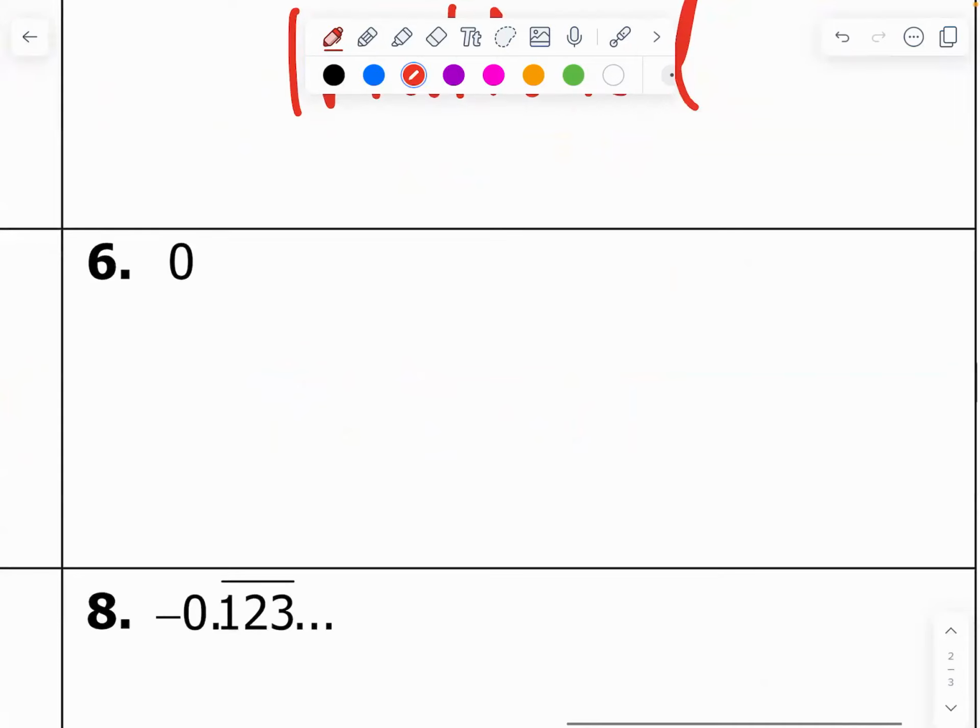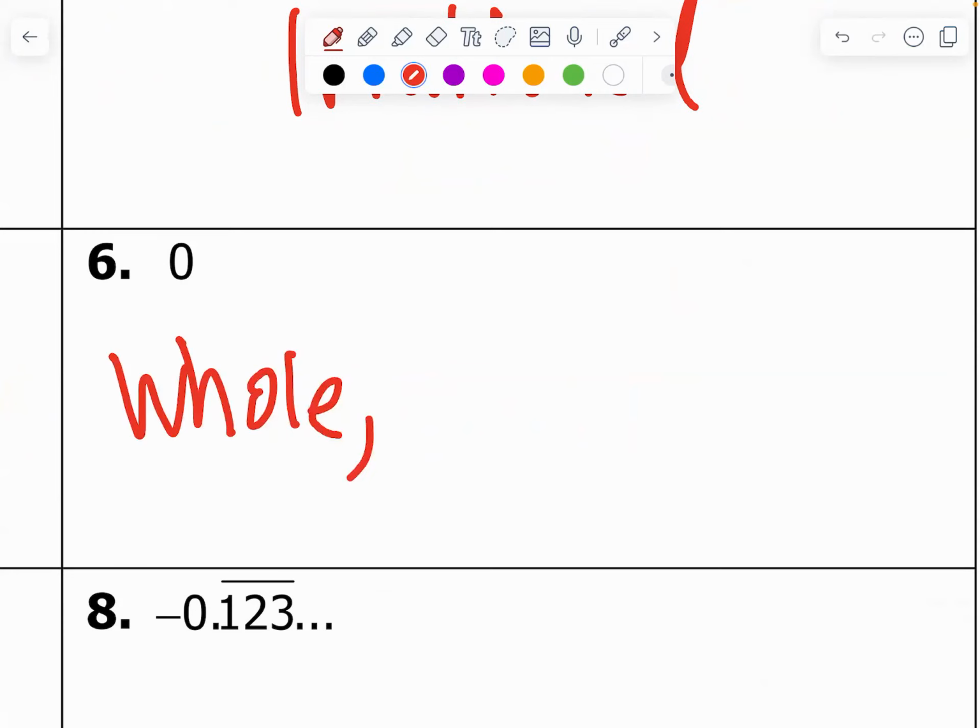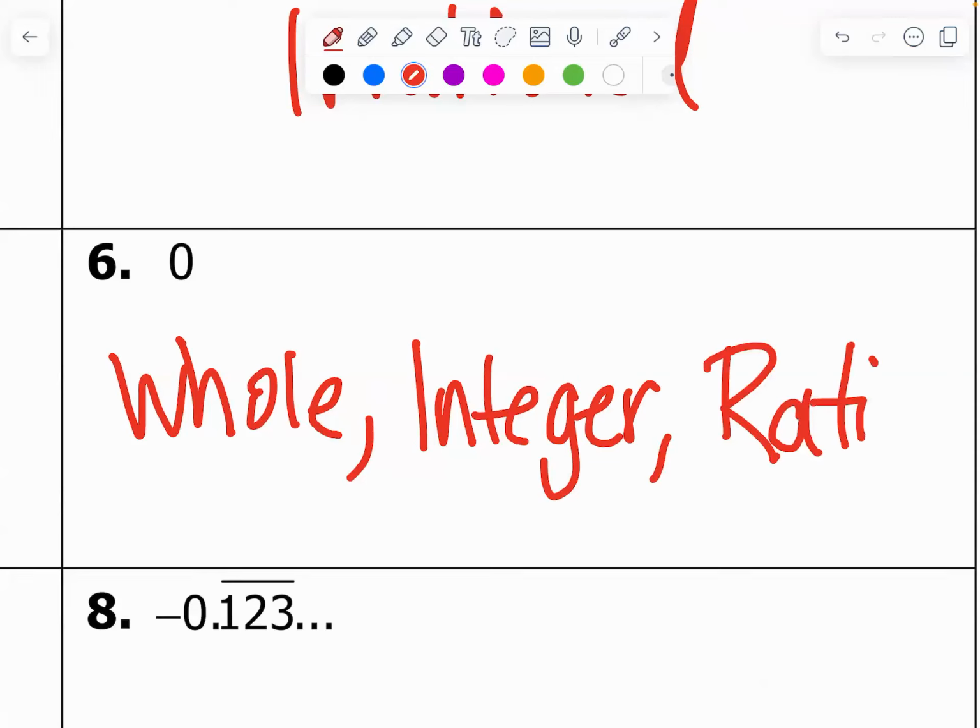All right, number 6, 0. It's rational. It is in our rational bucket, but specifically, look at your list. Where does 0 first appear? Whole numbers. 0 is not a natural number, but it is a whole number, and our whole number bucket is inside of the integer bucket, which is a part of our rational bucket. So we have to list all three.